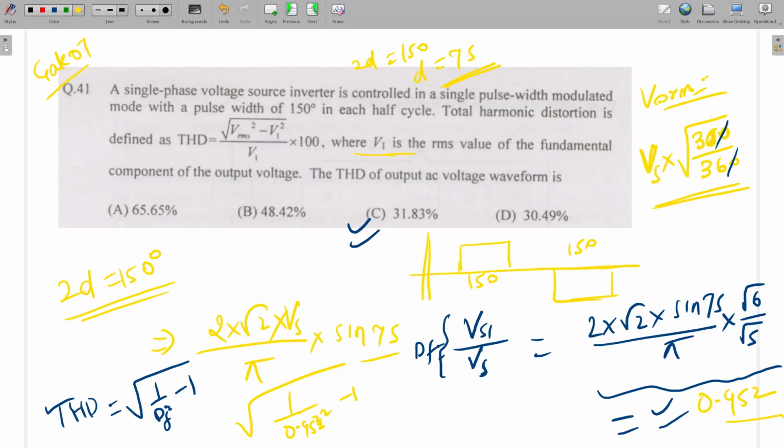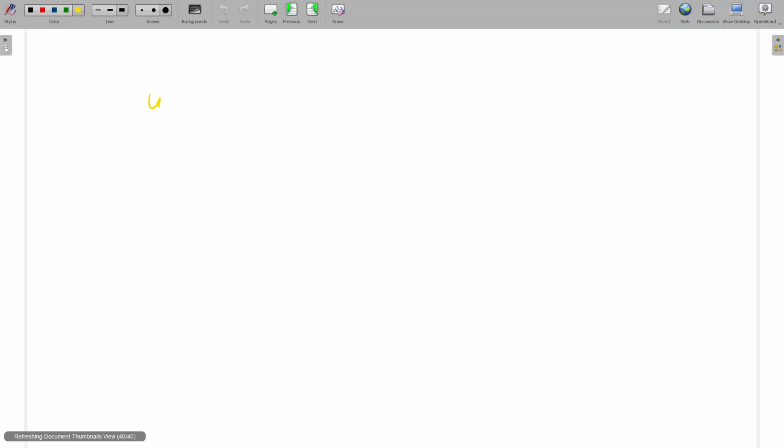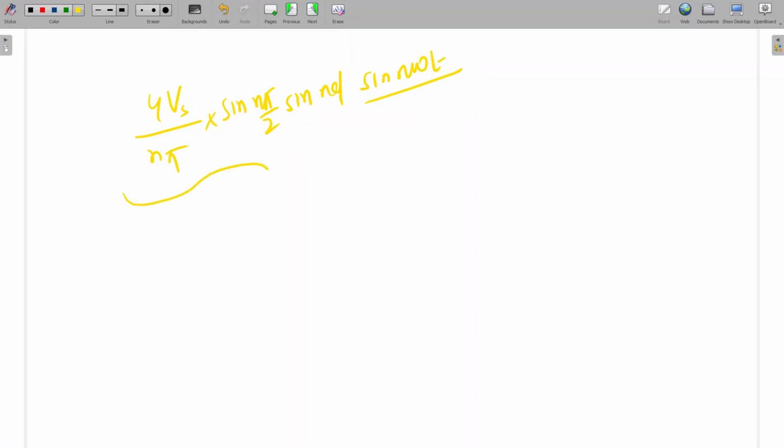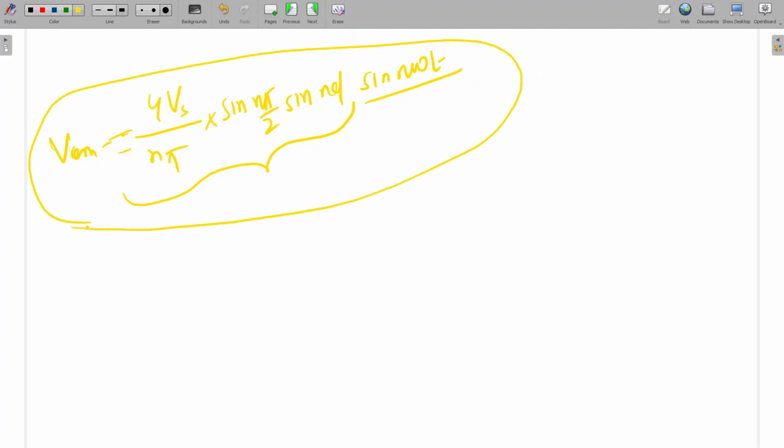Is it clear? The one formula we have to remember is 4 Vs upon n pi into sin n pi by 2 sin nd sin n omega t. Okay, this is the peak value, and RMS we can calculate accordingly. Should I move to the next question?